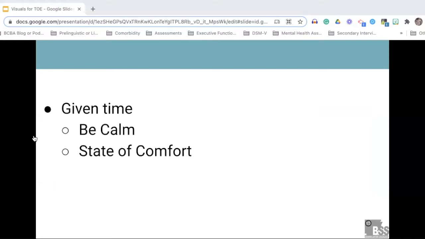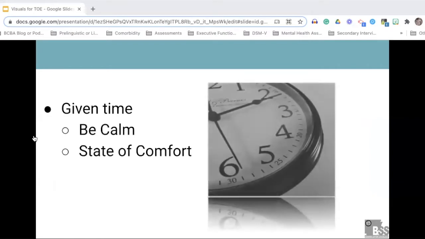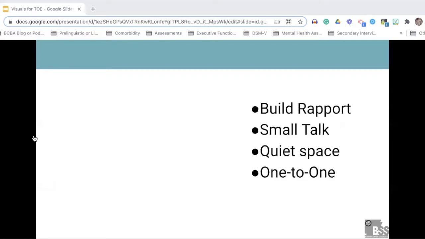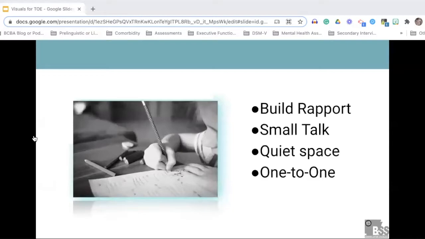It is always best to address social situations using TOE after the student has had time to calm down and be in a state of comfort. Remember, an emotional mind is irrational at the time. Make sure you provide a place that is free from distraction and makes the student feel at ease.